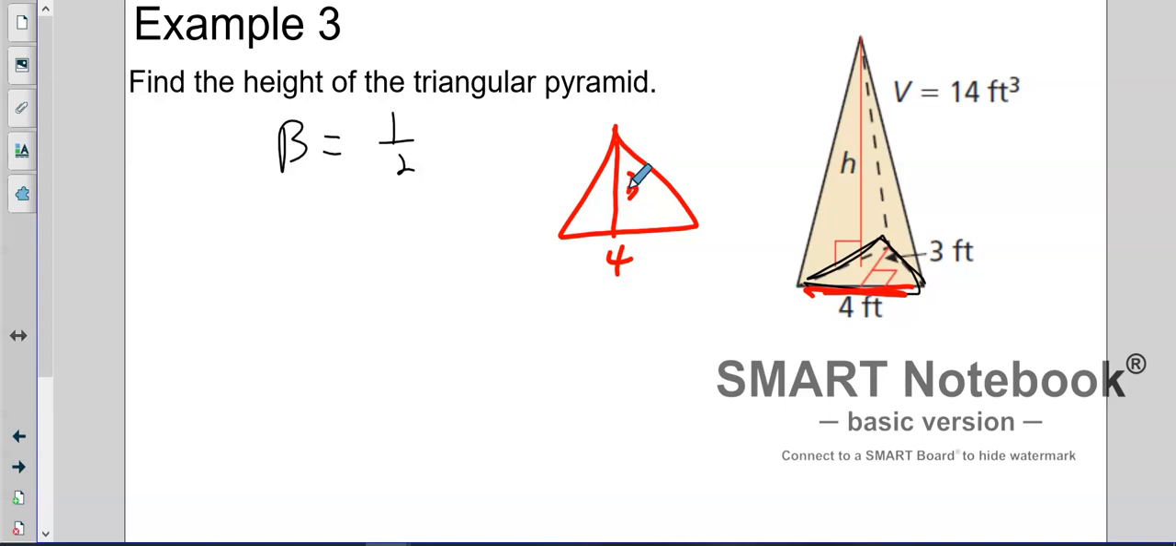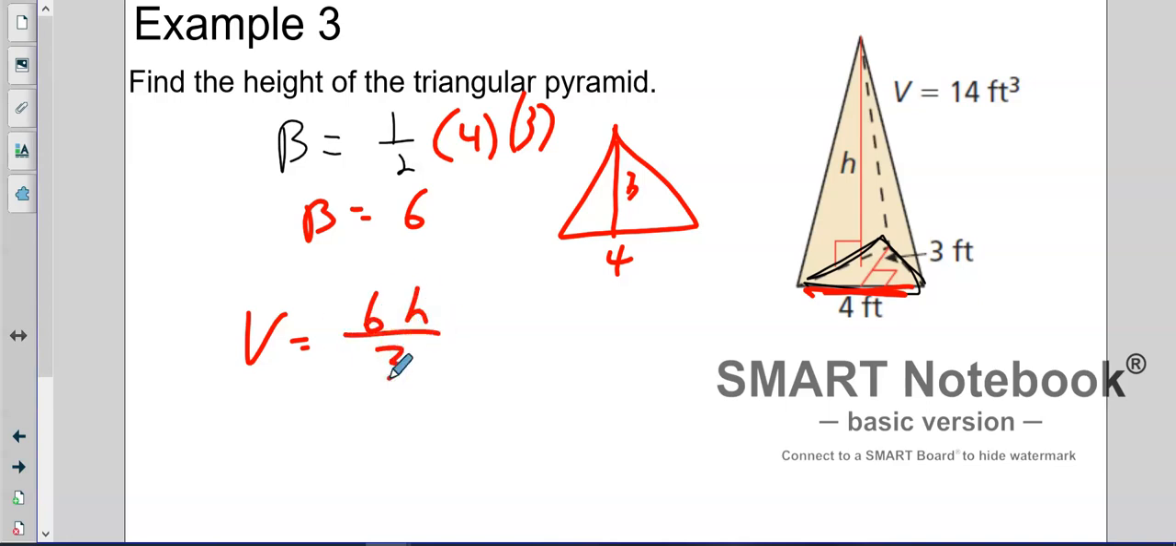So 1/2, 4 times 3. So 3 times 4 is 12. Half of that is 6. So the area of the base is 6. Now the volume is the area of the base, which is 6, times the height divided by 3. Oh, I forgot to put the height in. We know that the height is 14. Oh, no, sorry. We know the volume. My bad. We don't know the height. Sorry about that. We know this over here is 14 cubic feet.